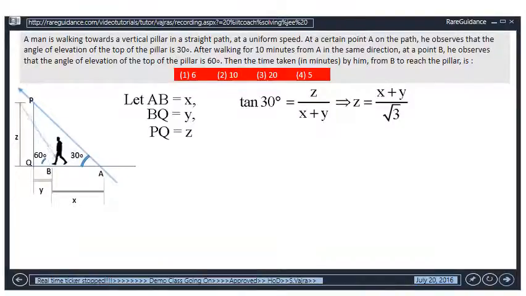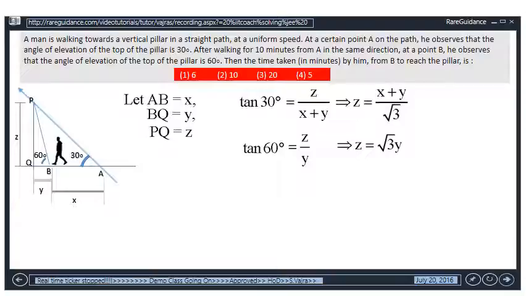Then we have another tangent, that of 60 degrees. So we'll look into tan 60 degrees, and it is z over y this time only, because we have only the distance from B to Q in hand. Further solving it, we get z is equal to root 3 times y.